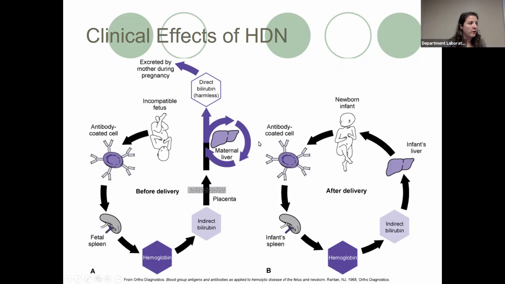Okay, so let's see what happens after birth. So here's your newborn, all right? Mom's antibodies are still in baby's circulation, right? So we still have some antibody-coated cells. The infant's spleen is going to destroy these cells. The hemoglobin is broken down into indirect bilirubin. The infant's liver is incapable of conjugating that bilirubin. So you're going to have increased levels of bilirubin in baby's circulation. That is what causes the baby's jaundice, and that is what is so harmful to the baby, again, because it can cause kernicterus. Does that make sense to everybody? It's the mom's liver that conjugates that bilirubin. Okay.